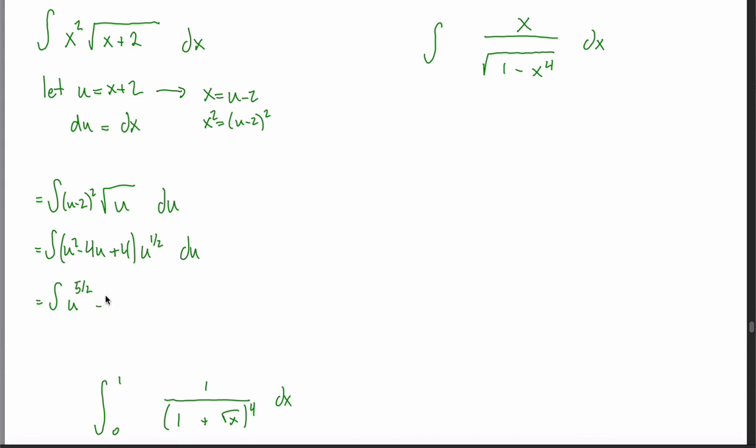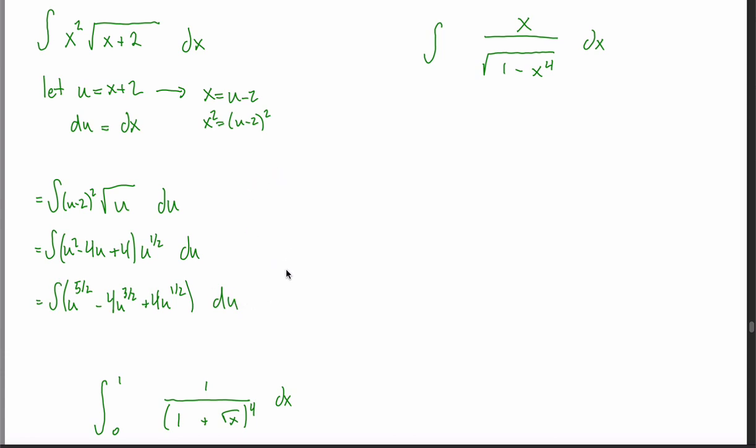And then I want to subtract from that 4u to the 3/2 power, that 3/2 being the sum of the 1 that's implied here in this 1/2. And then plus 4u to the 1/2 power. And this entire thing needs to be hit with a du. And this is an antiderivative that I can figure out.